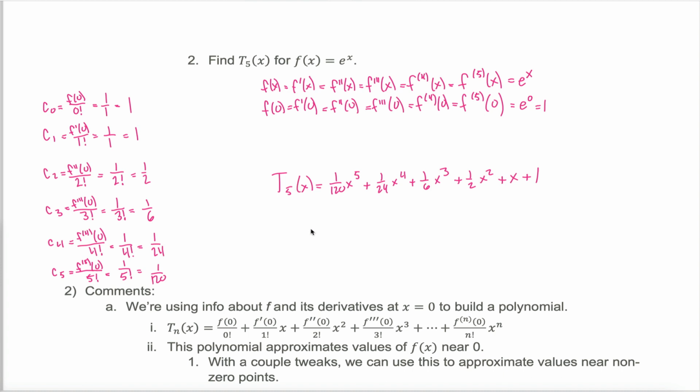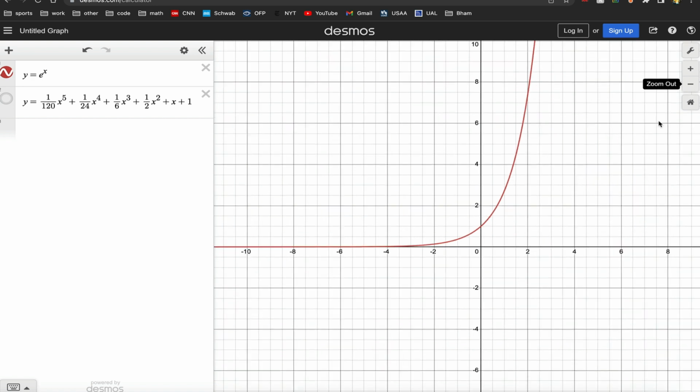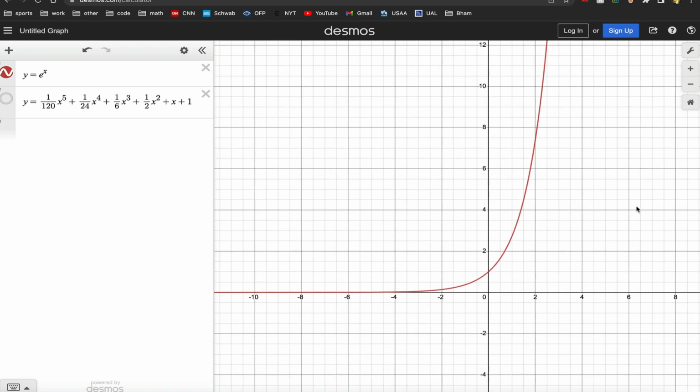Don't believe me? Let me show you Desmos. All right, let's take a look. Here's the graph of y equals e to the x, this familiar graph shown in red. Maybe I'll zoom out a little bit to show even more of this graph. Let's take a look at this polynomial. 1 over 120 x to the fifth plus 1 24th x to the fourth plus 1 6th x cubed plus 1 half x squared plus x plus 1. Our fifth degree Taylor polynomial. We're expecting something that looks a lot like the graph in red, especially close to x equals 0 here.